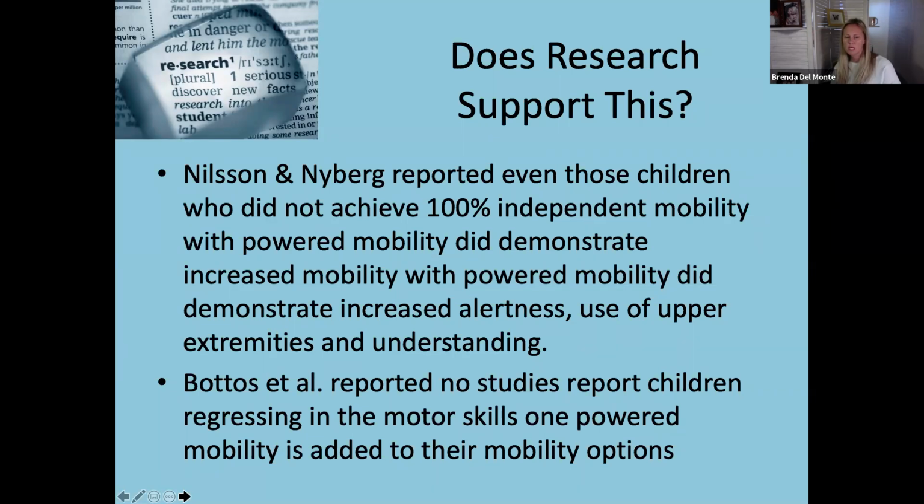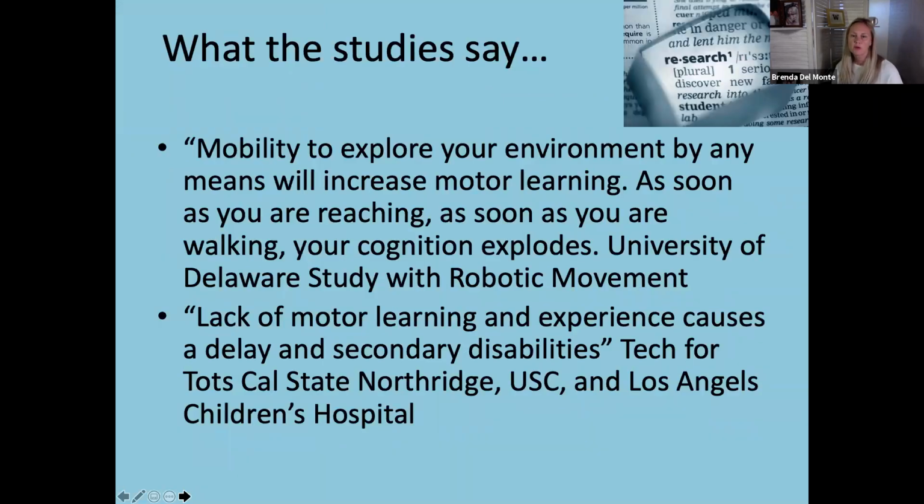Other research said that no studies reported children regressing in their motor skills once you moved them around that way. So some of our kids that can crawl are still motivated by other ways of movement, and it doesn't hinder them from moving from crawling to walking. Mobility to explore your environment by any means will increase your motor learning. As soon as you are reaching, as soon as you are walking, your cognition explodes. As soon as you are moving, as soon as you are opening a cabinet door and pulling all out the Tupperware, you're learning. You're learning.